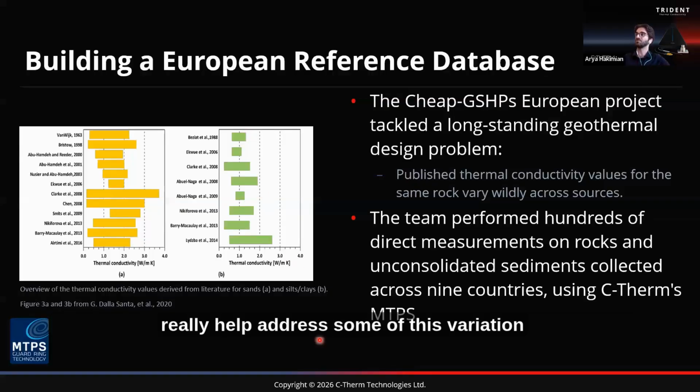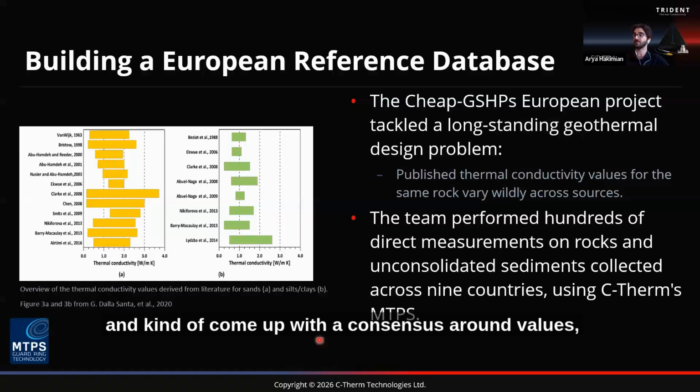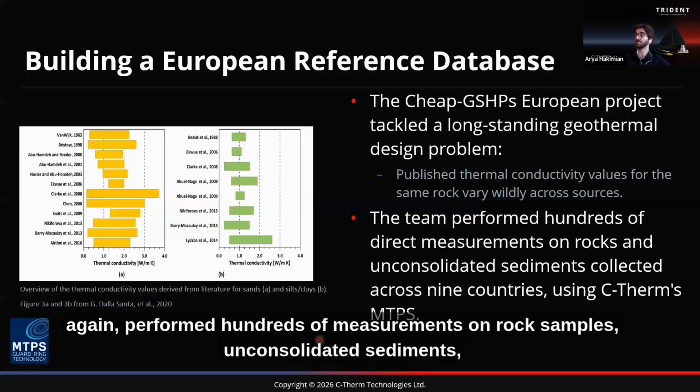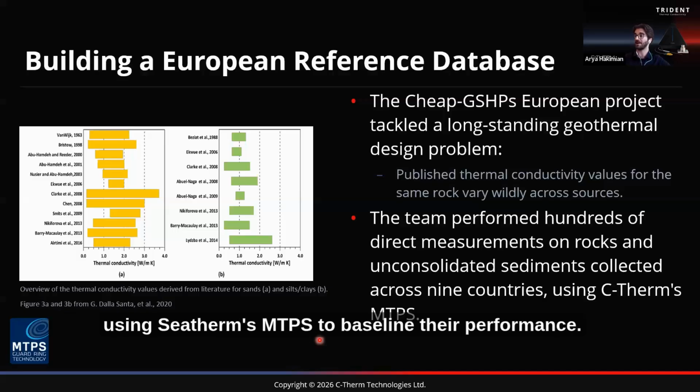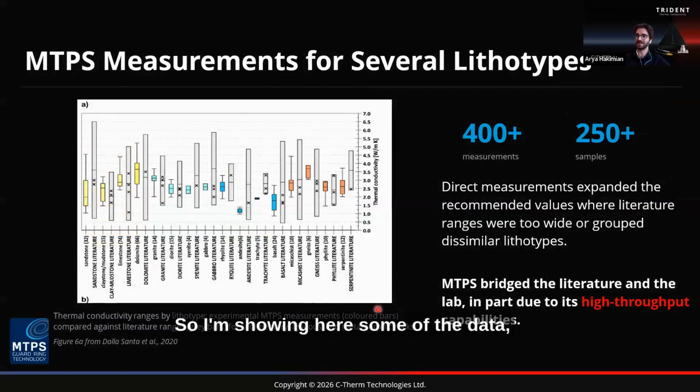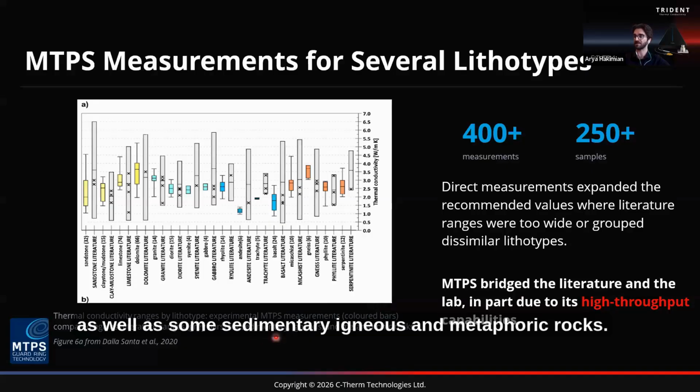So to help address some of this variation and come up with a consensus around values, the team doing this testing performed hundreds of measurements on rock samples and unconsolidated sediments, using C-Therm's MTPS to baseline their performance. I'm showing here some of the data from the published paper, on solid samples as well as sedimentary, igneous, and metamorphic rocks.